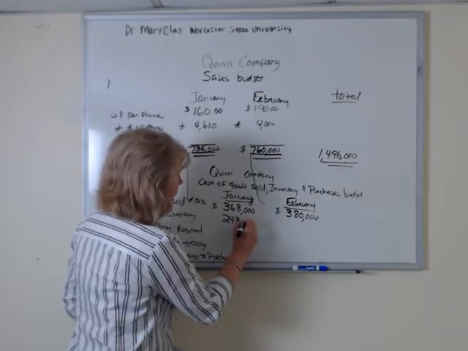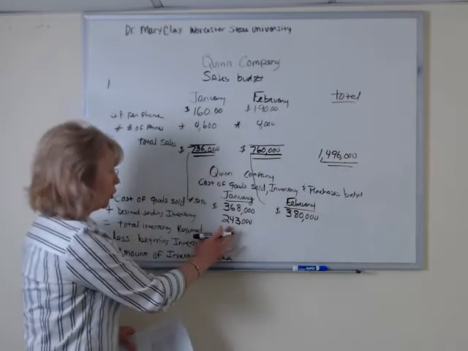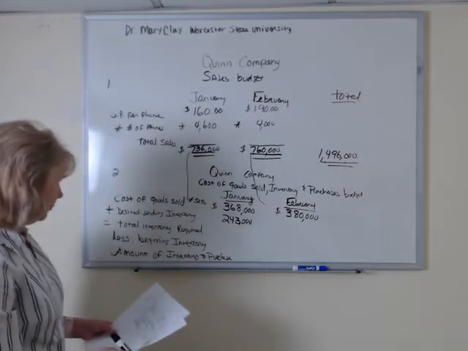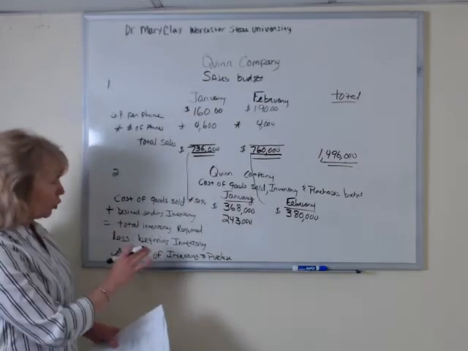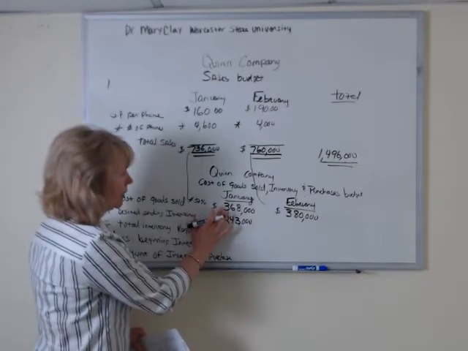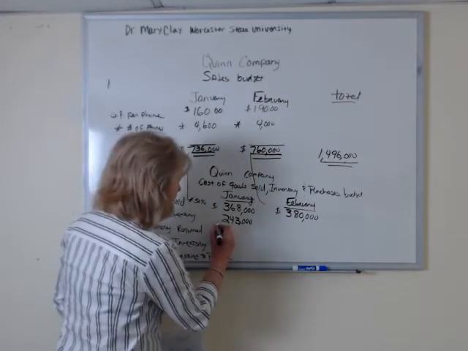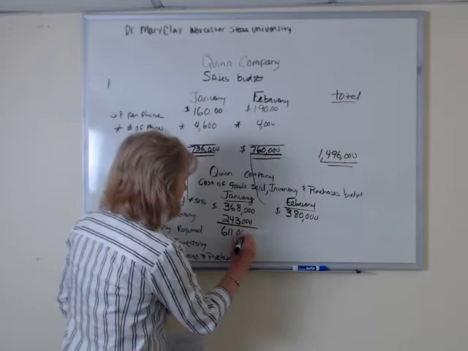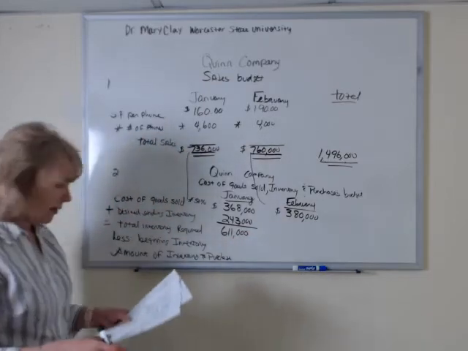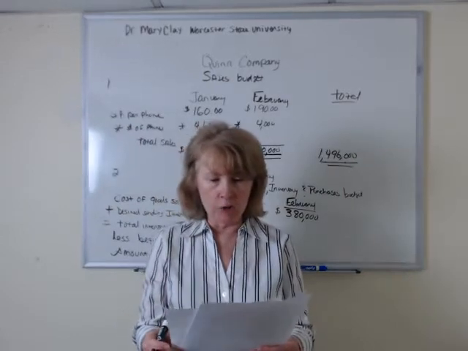Okay, so my desired ending inventory for the month of January is 243,000. All right, so now I'm going to figure out the total inventory required. I'm going to take 368 plus 243, and that's going to give me 611,000.